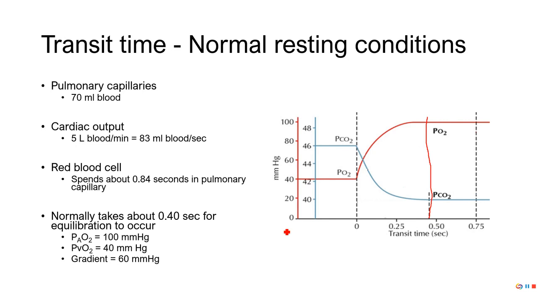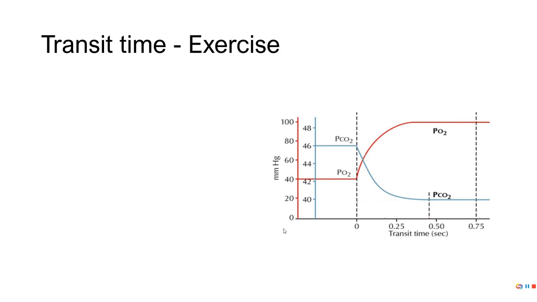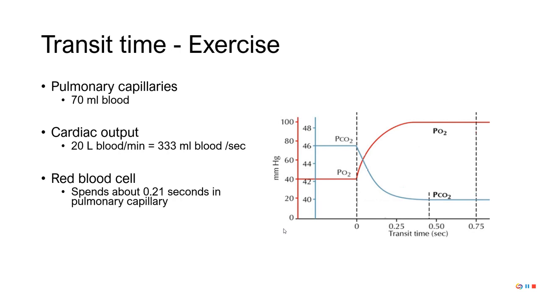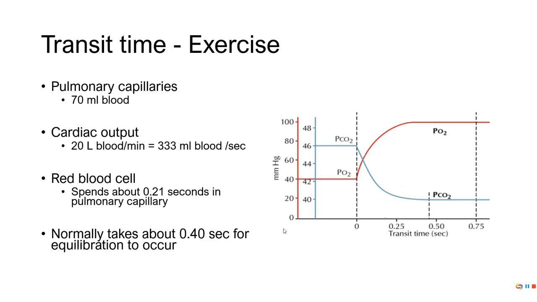But things change when we exercise. All other things being equal, we'll say our pulmonary capillary blood volume is still 70 mils. Cardiac output we've increased to 20 liters of blood per minute, which means we've got 333 milliliters of blood going through the pulmonary capillary every second. That means a red blood cell would spend about 2/10 of a second inside the pulmonary capillary. That's not great because this doesn't change equilibration time. Everything else is equal, so we're just going to say 2/10 is here.